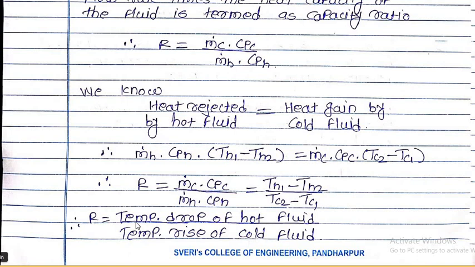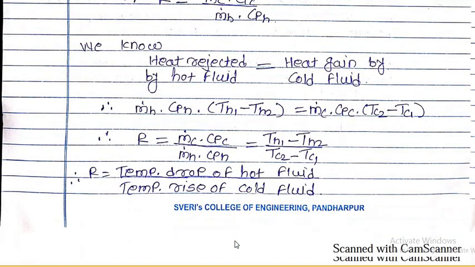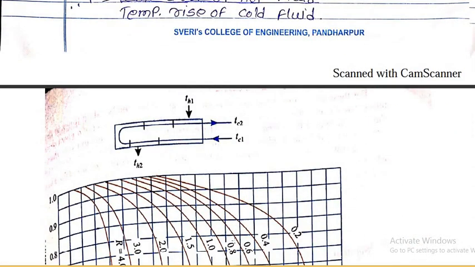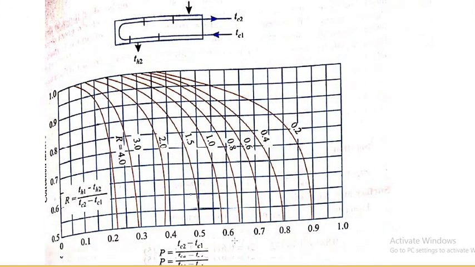So the capacity ratio can also be interpreted as the ratio of the temperature drop of the hot fluid to the temperature rise of the cold fluid. Okay, so these two dimensionless numbers are used to find the correction factor from the chart. Next, we are going to understand what types of charts are used to find the correction factor.